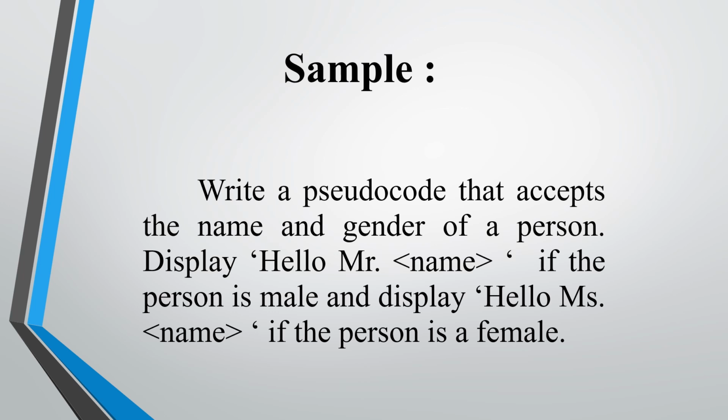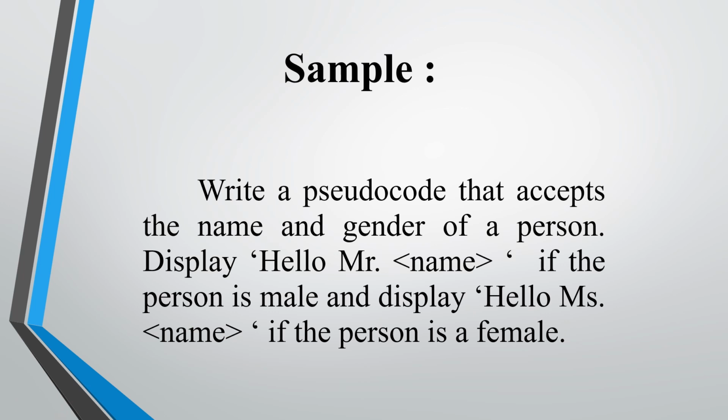So, let's say we're going to write a pseudocode that accepts the name and gender of a person. Okay? And then display hello Mr. and the name if the person is male, and display hello Miss and the name if the person is female.